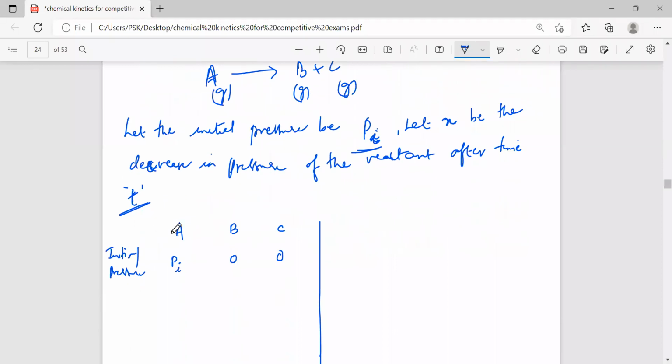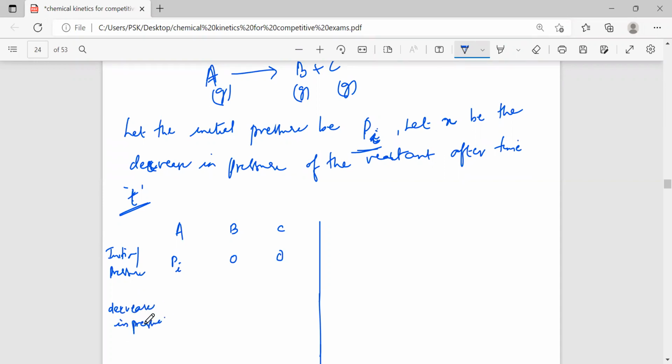Now we know that A is a reactant, B and C are the products. Now initial pressure of the reactant is Pi. Initial pressure of the products B and C are 0 because no reaction is taking place. No products are formed. Therefore, the initial pressure of the products are considered to be 0. Now we can write a decrease in pressure.